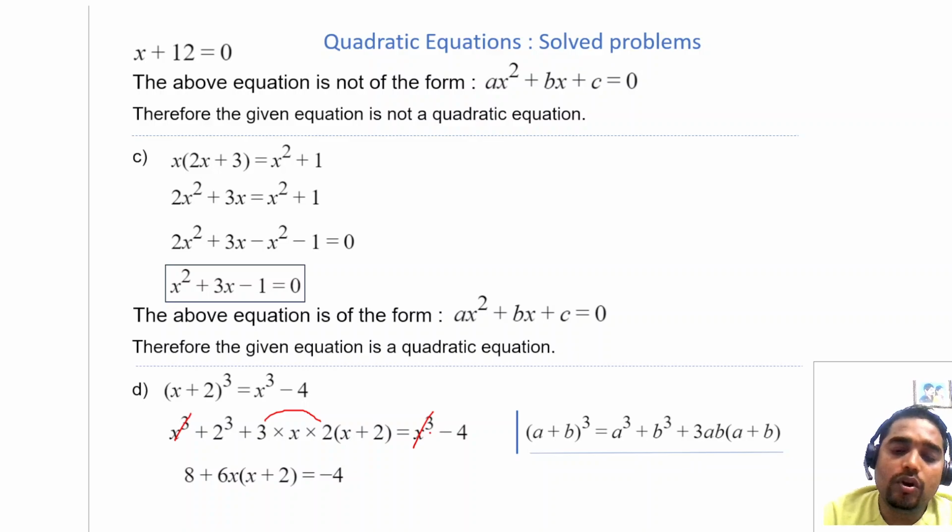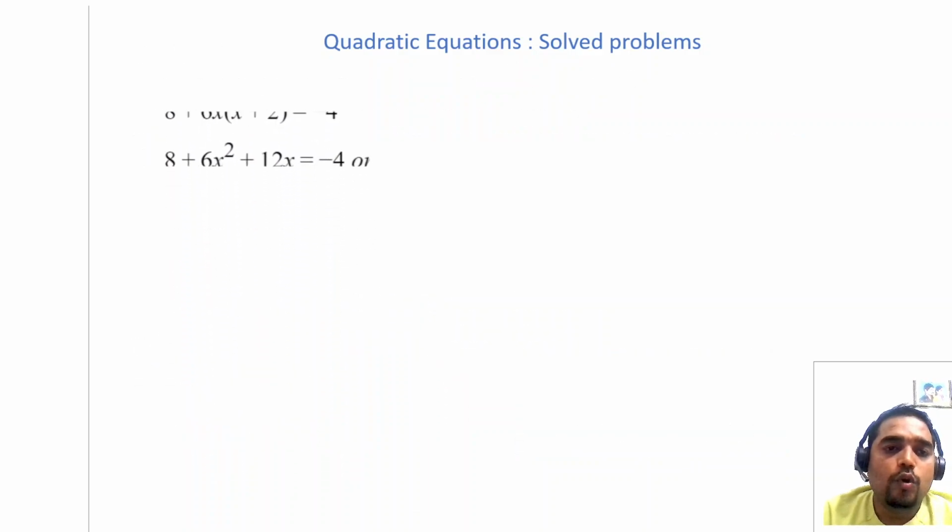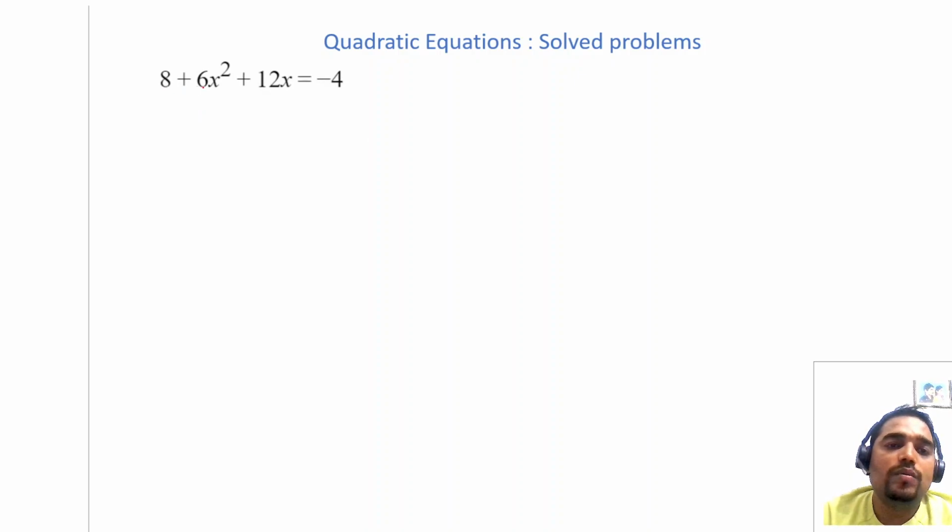Now in order to simplify further, we will have to open the brackets. If you open the bracket, then we get 8 + 6x^2 + 12x = -4. Then we will have to simplify it further by taking the -4 from the RHS towards the LHS. First, always write the term with the highest exponent of x, in this case 6x^2, followed by 12x, and then -4 upon transpose becomes +4.